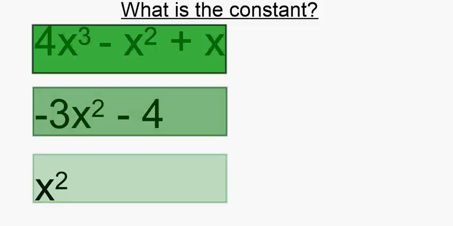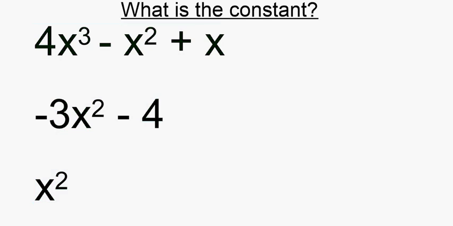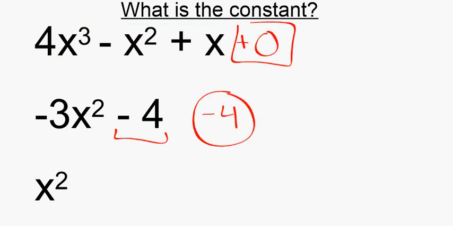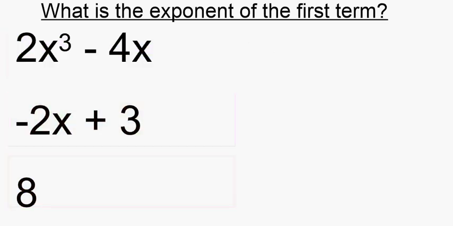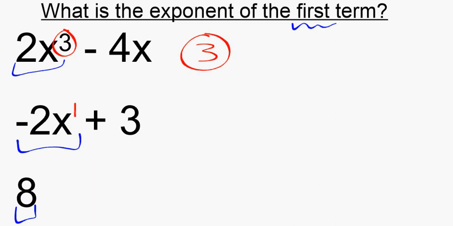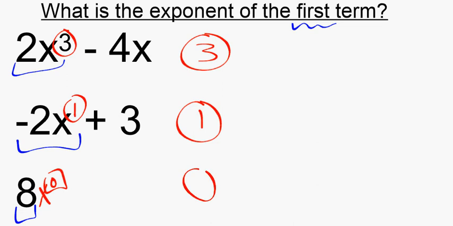Next, again, we're looking for constants. Here's the example where there is no constant. The constant is 0. The next example, the constant is -4. And then again, I do not see a constant, so the constant is 0 once again. Next, we're looking for exponents, but we're looking for the exponent of the first term. So I'm going to underline our first terms for each of these. And let's look at the exponent. I see an exponent of 3, an exponent of 1, and then no variable, so its exponent is 0.